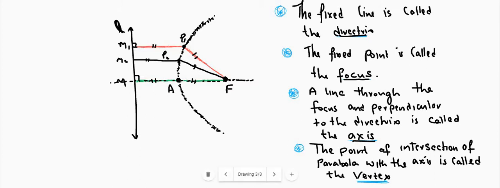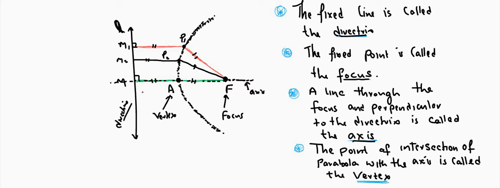Next, the point of intersection of the parabola with the axis, this capital A, is known as the vertex. The point of intersection of the axis and the parabola is known as the vertex. And this capital F is known as the focus, and the line is known as the directrix. Okay, clear.